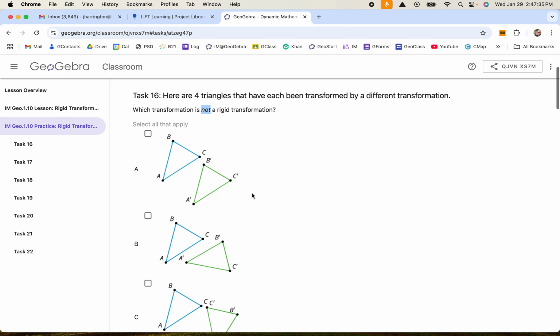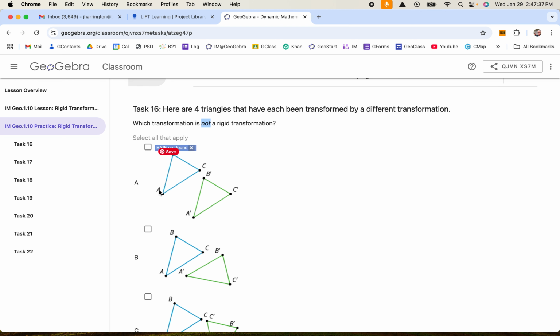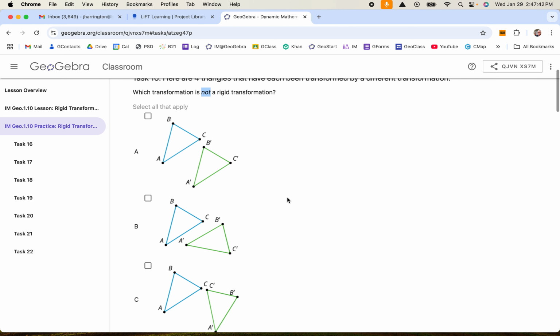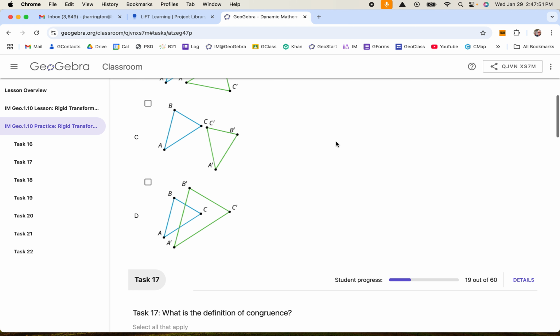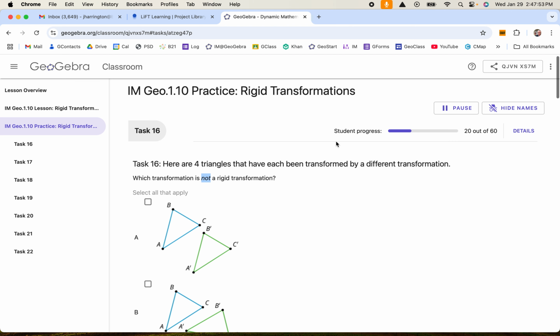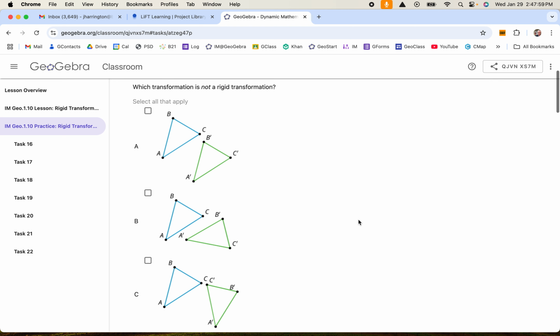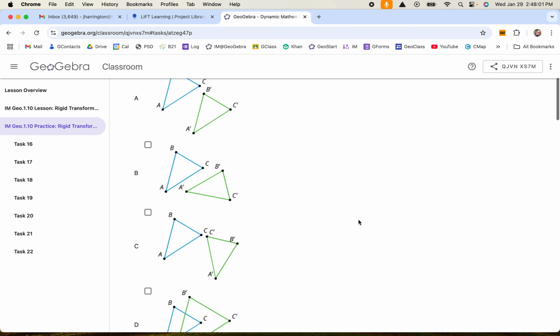Select all that apply. And notice that it goes from A to A prime, B to B prime, etc. The one with the prime is the image, or what happens after the transformation. So you just have to figure out which ones do not follow the rules for rigid transformations. Pause the video and answer the question.